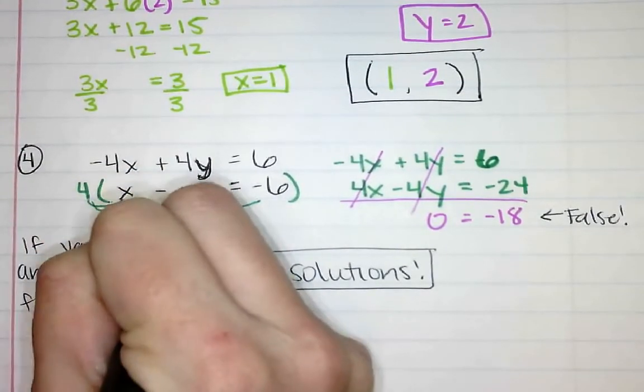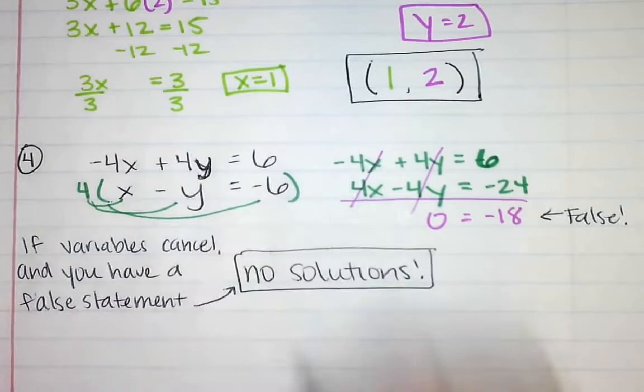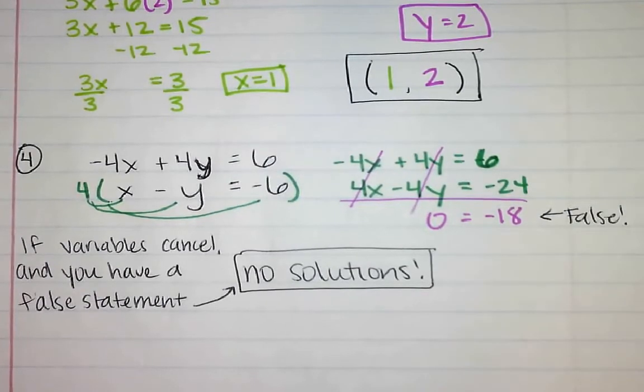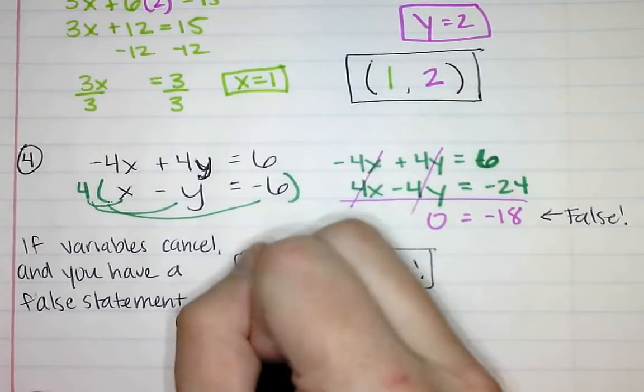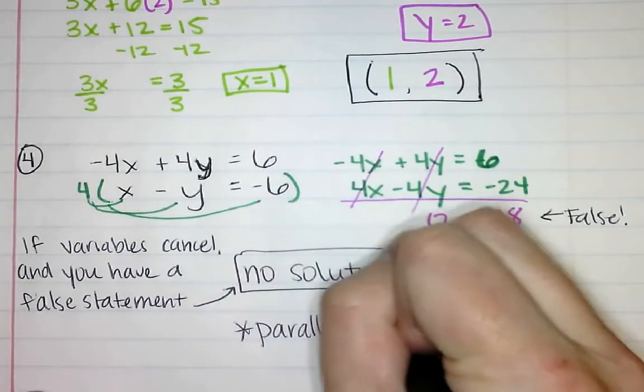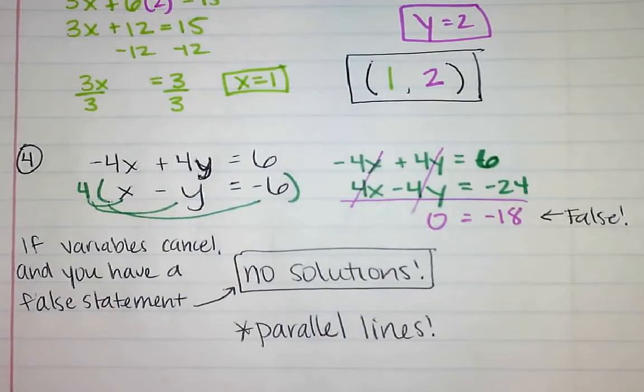All right, guys? So this is what no solutions look like algebraically. What do no solutions look like graphically? They would be parallel lines. So if we graphed these, they would be parallel lines because they would never intersect. Y'all feel good about that?